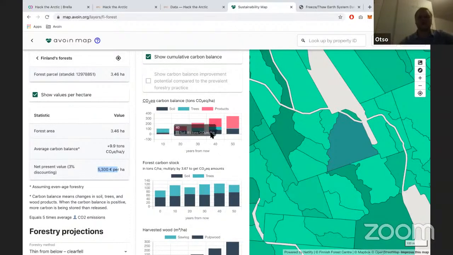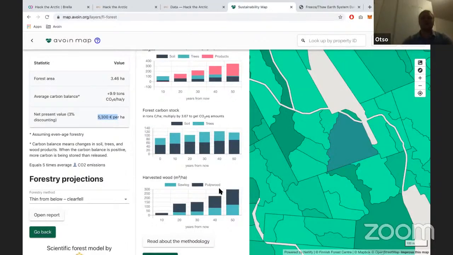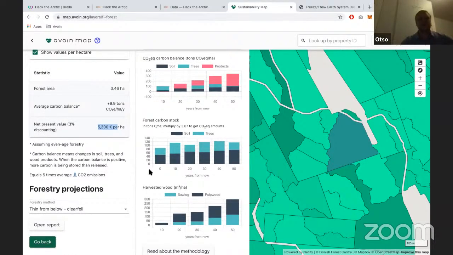Carbon balance includes also the products that you get out of the forest, and only those products which end up like carbon sinks, like houses. Those are called saw log, so those are counted as carbon balance. But then there's pulp wood, which mainly goes to toilet paper and things like that. That's not a carbon sink for quite long, it's a very short time. So that's not counted as a carbon sink product.